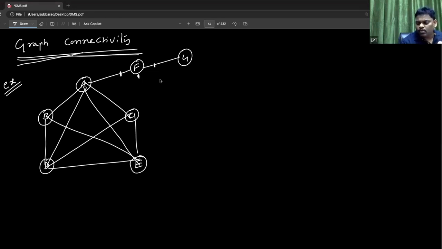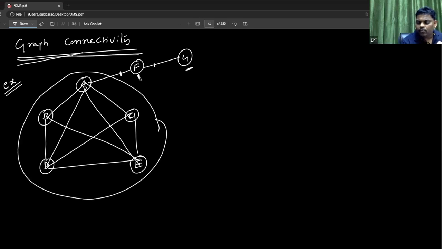If you observe clearly, these people are waiting here. I think the graph becomes disconnected. When you delete F together with its edges, the graph becomes disconnected. Remember, this vertex F is called a cut vertex.